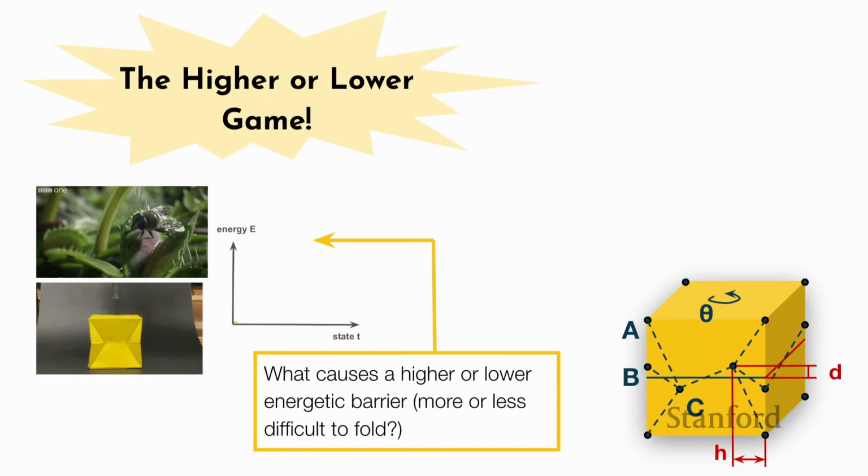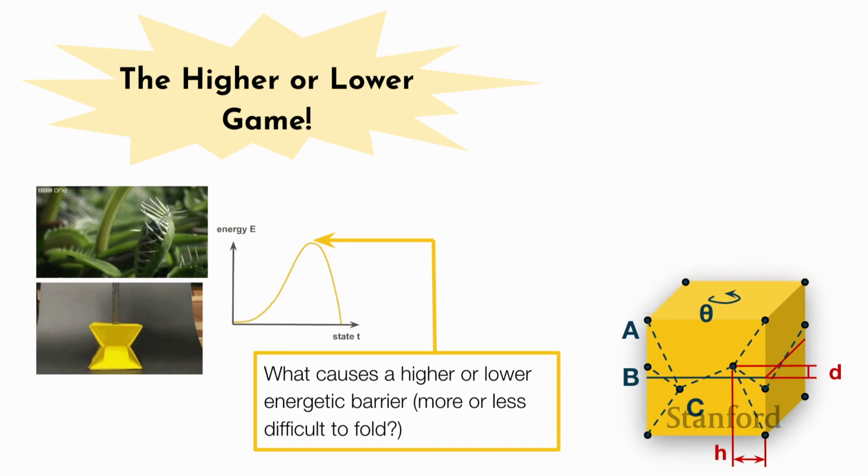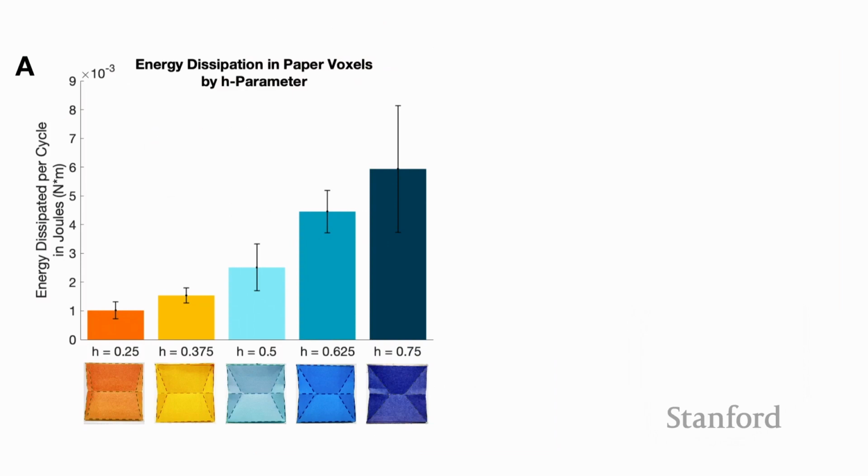Here's another question that has to do with the geometry. Not the materials, just the geometry of the block. Which one causes a higher energetic barrier? More twist or less twist? Yes, more twist. You can see it starts to decompose towards the crestling unit. How about a larger range versus a smaller range? That's the H parameter. Yeah, larger range. And you can interestingly see that the higher the H parameter, the more energy dissipation you also see for the voxels.